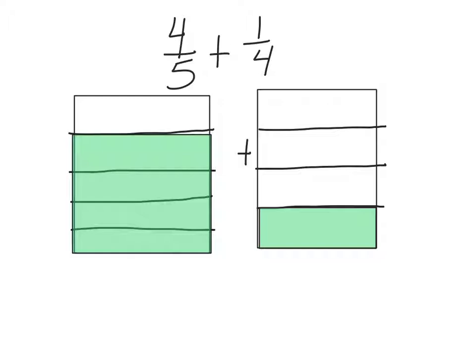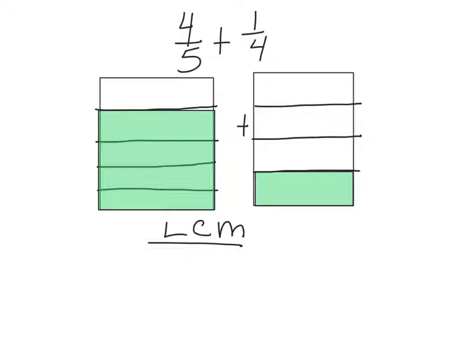Whenever you're adding or subtracting fractions, in this case we're adding, you have to have common denominators, because these are different sizes than these. So the first thing I need to do is find my least common multiple, or my LCM. So I'm going to go ahead and write the 5 down and the 4. So I'll write a 5 here and the 4 right there.